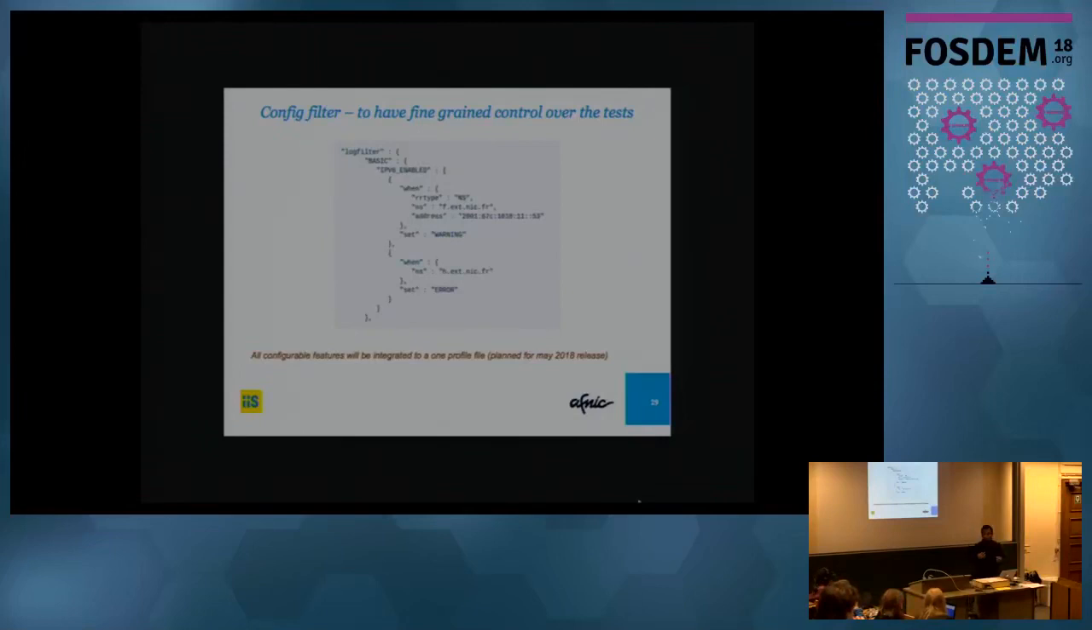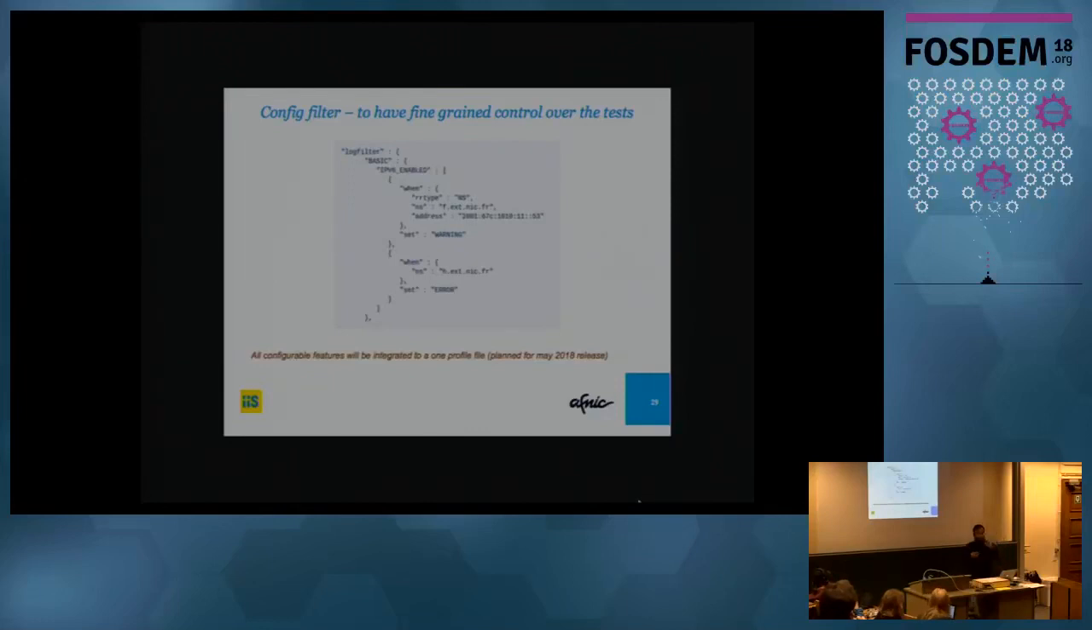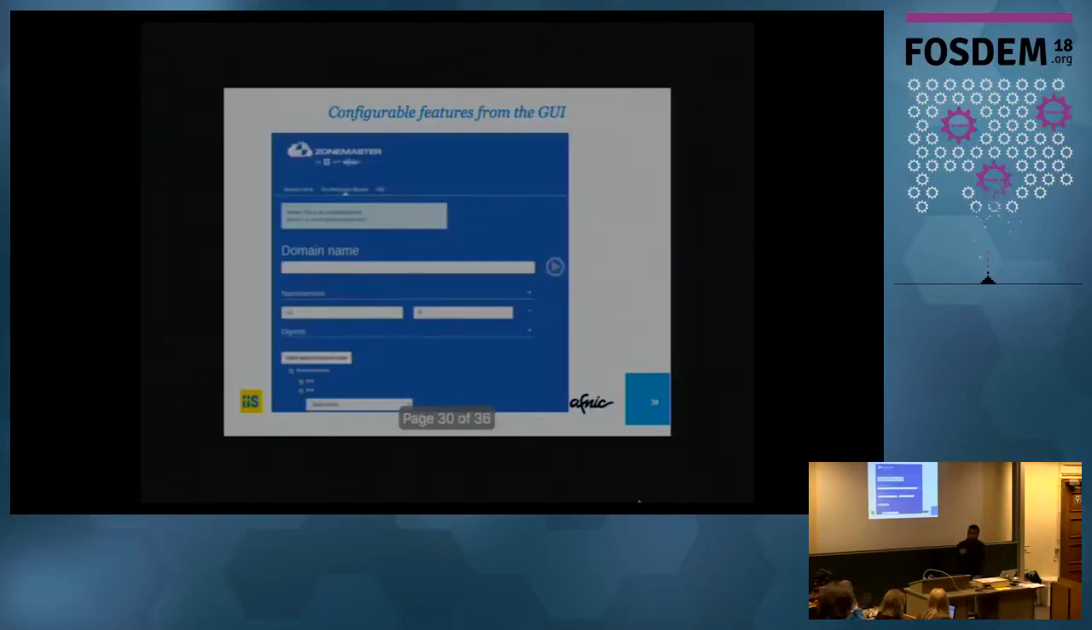And we have decided to make, currently these are different files, so we will have only one file in the future, which is called the profile file. So you can just change it and use Zonemaster CLI profile, and then you can run your domain based upon your configurations. So we have configured features in the GUI where we have, for example here, the IANA profile, but currently it is obsolete. So the new GUI will update that.